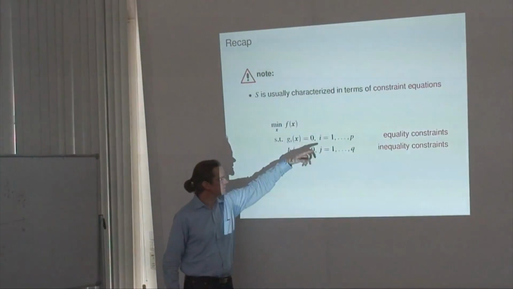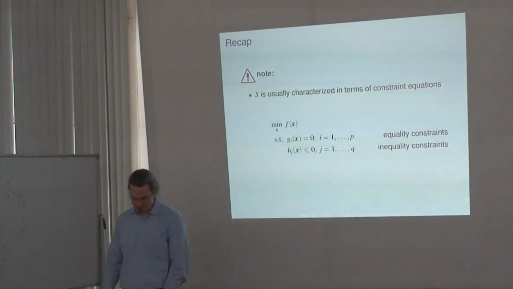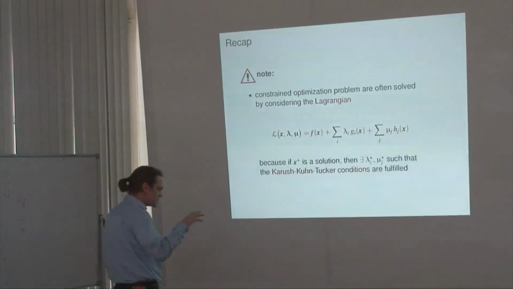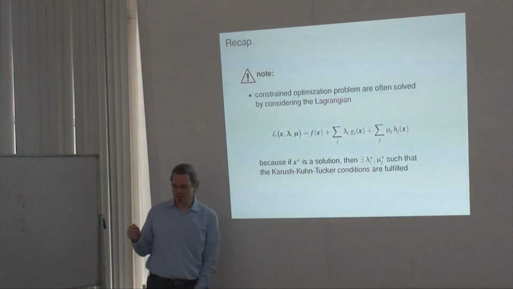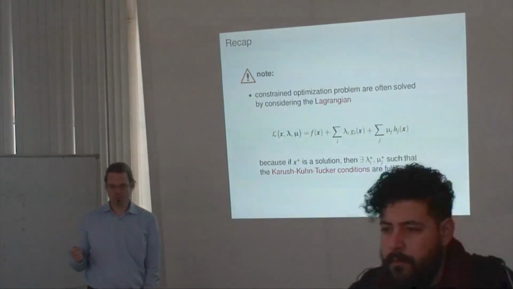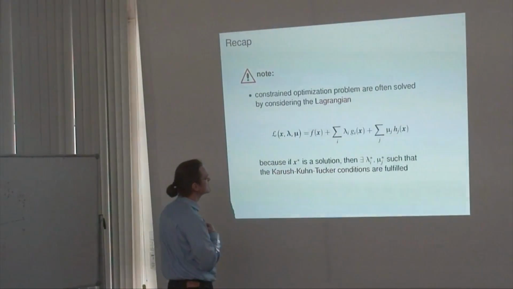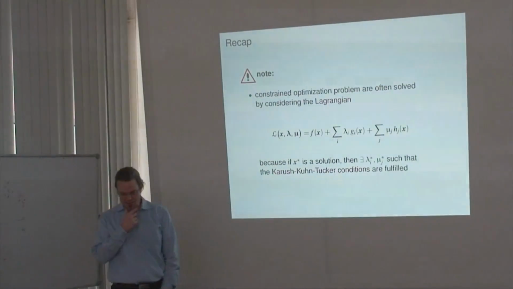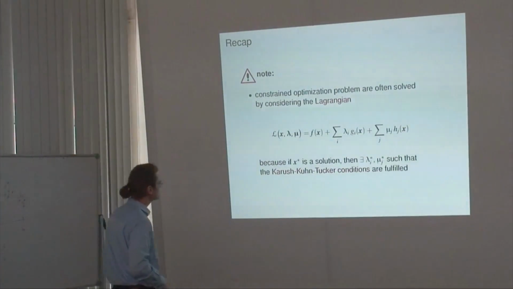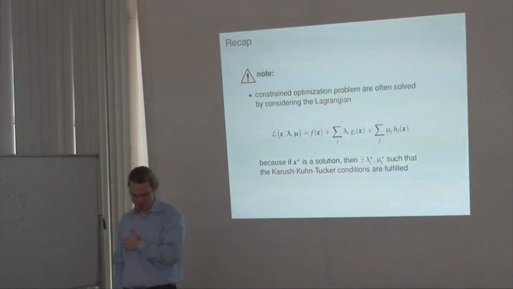Constraints like these with the equal sign are called equality constraints, and these are called inequality constraints for obvious reasons. And one of the major things we learned last time was that if we are dealing with problems of that kind, an interesting approach is to consider the so-called Lagrangian or Lagrange function of that problem. And this is a function of, in general, 3 parameters.